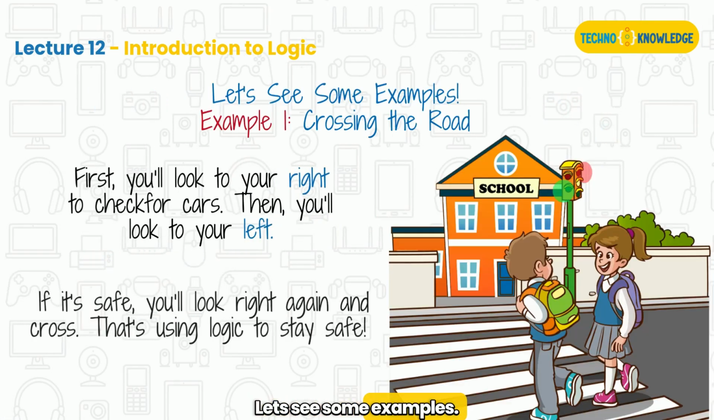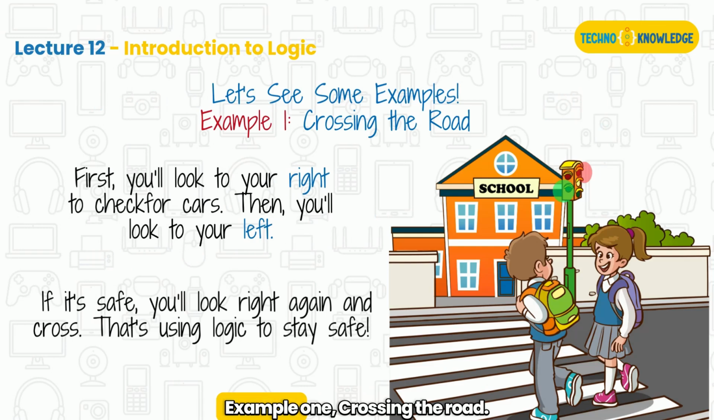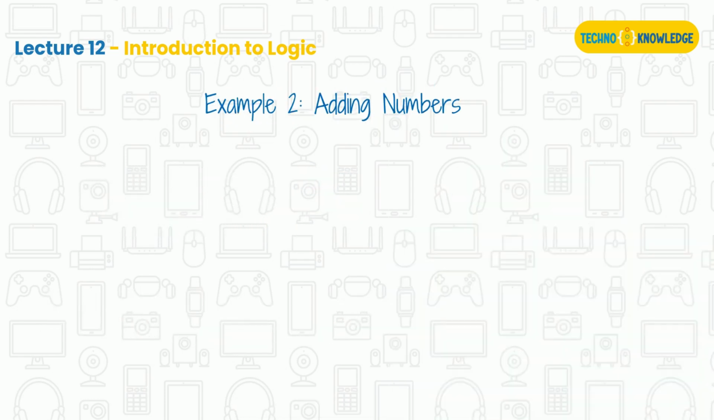Let's see some examples. Example 1. Crossing the road. Imagine you need to cross the road. How will you do it? First, you'll look to your right to check for cars. Then, you'll look to your left. If it's safe, you'll look right again and cross. Easy, right? That's using logic to stay safe.